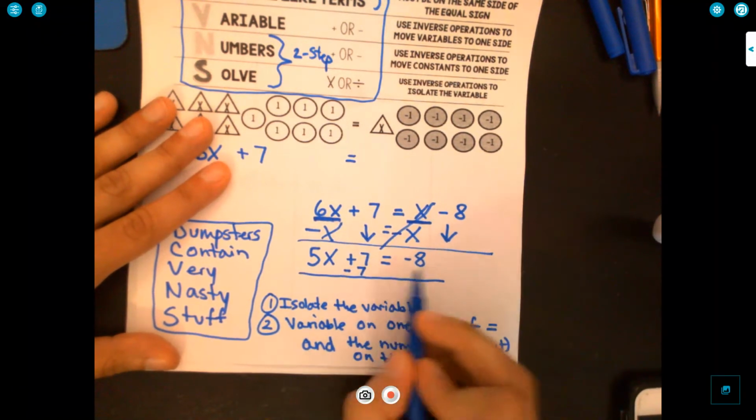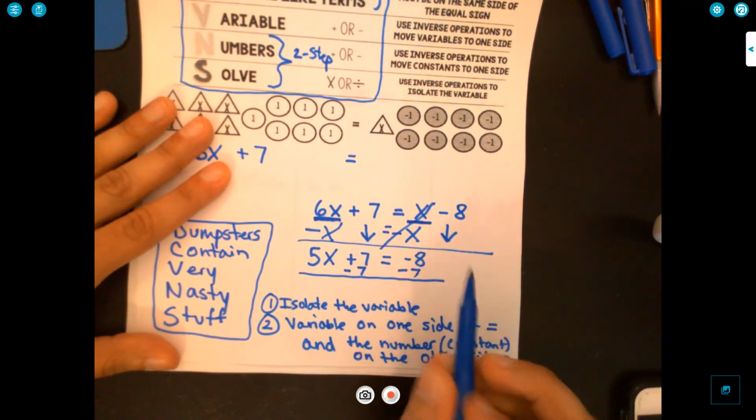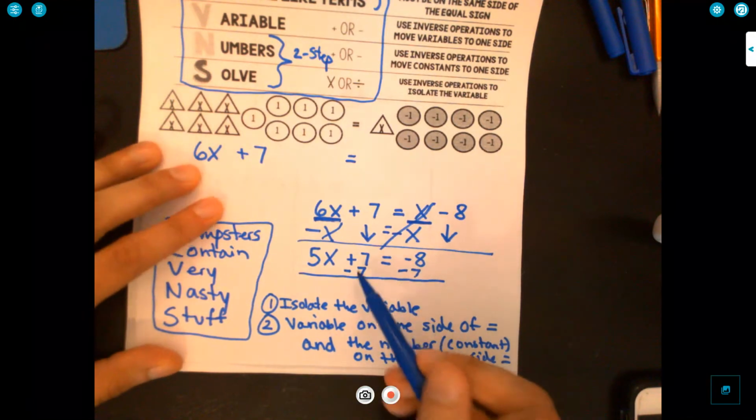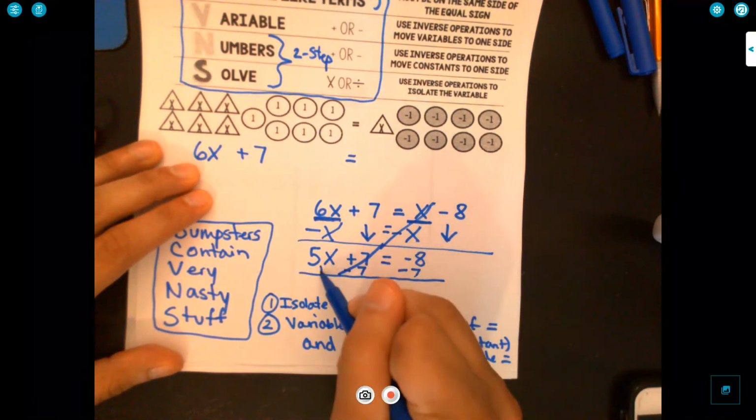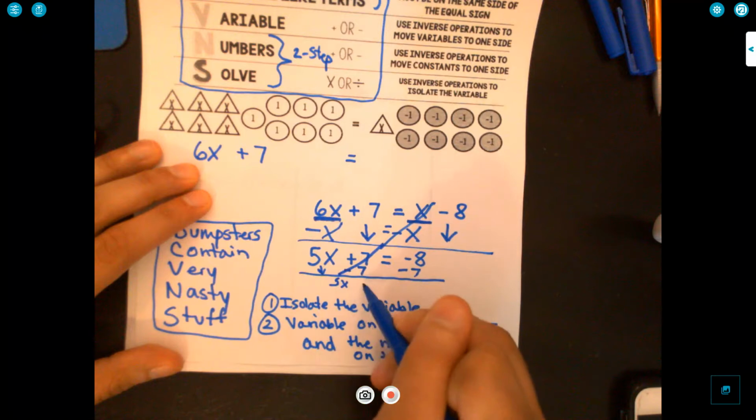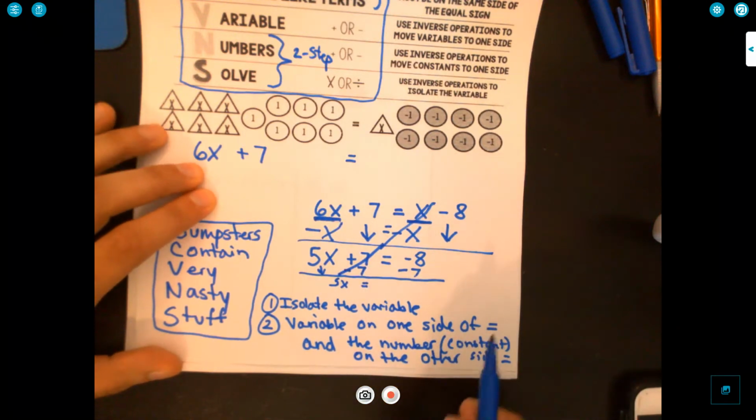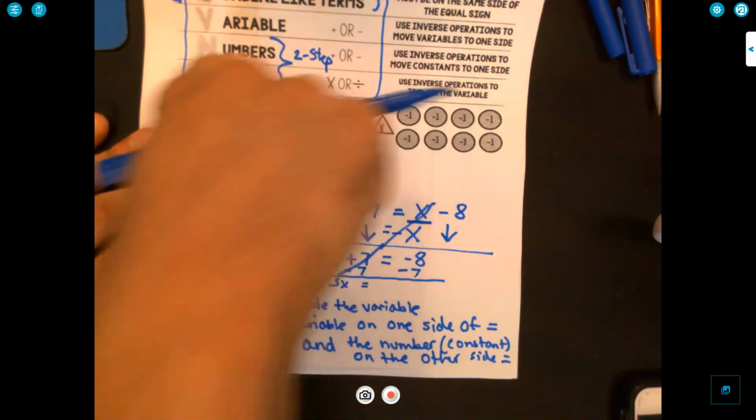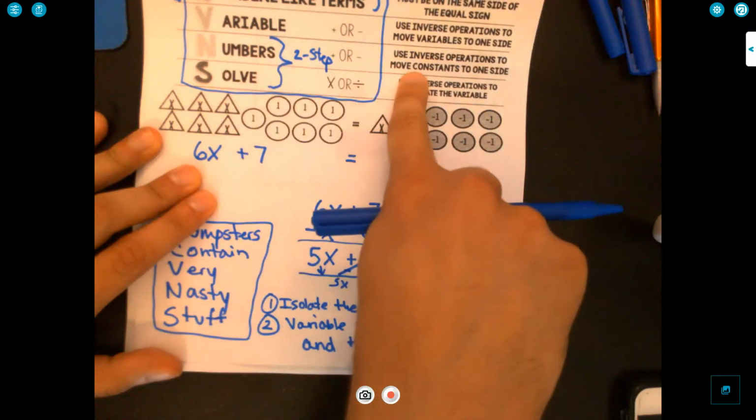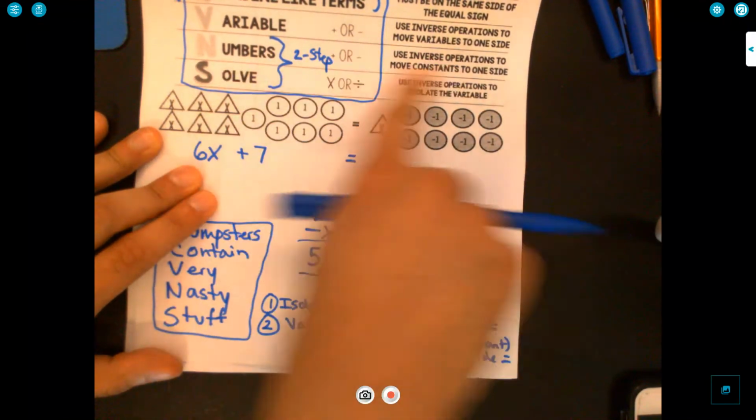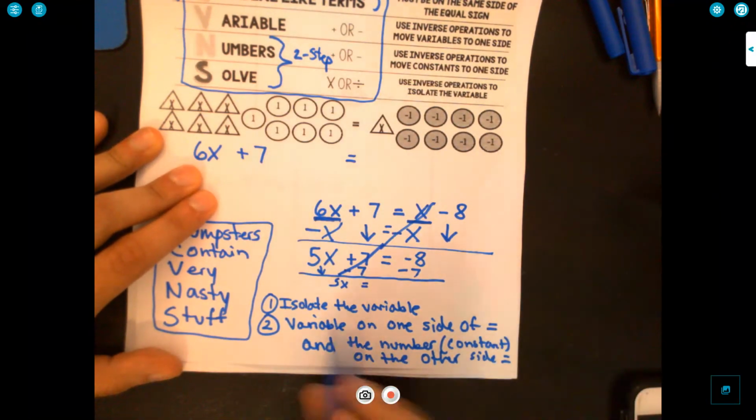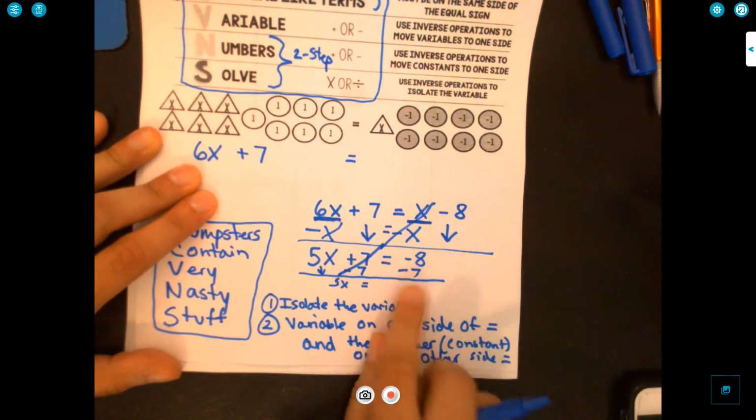So if I subtract 7 on this side, I have to subtract 7 on this side. All right, 7 minus 7 is 0. Bring down our 5x. So now we're on the numbers, removing the variables by using inverse operations. So that's the step that we're on right now. Right, so 5x equals, so negative 8 minus 7.